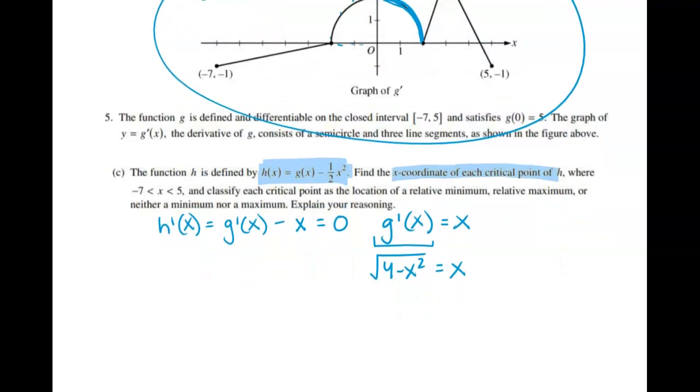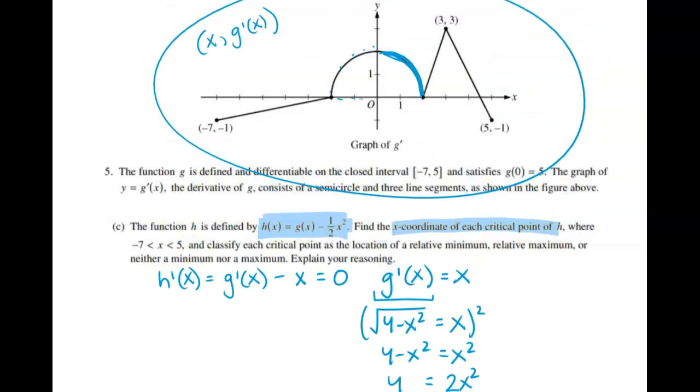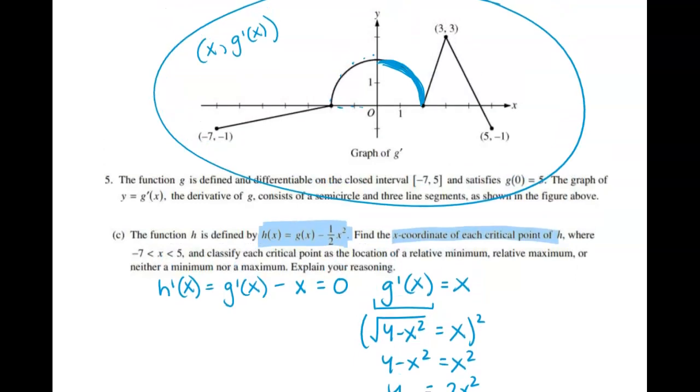If we solve that little equation, if we square both sides, we get 4 minus x squared equals x squared. 4 equals 2x squared. So 2 equals x squared. So x equals the square root of 2. There's one of our critical points that we've now found. When I took the square root of 2, I only used the positive part. I did not use negative square root of 2 because we're only looking here on the graph when the x value is positive.